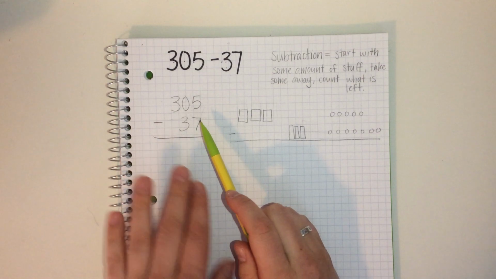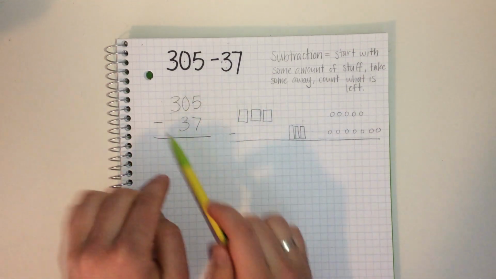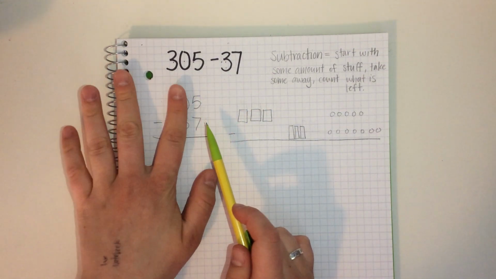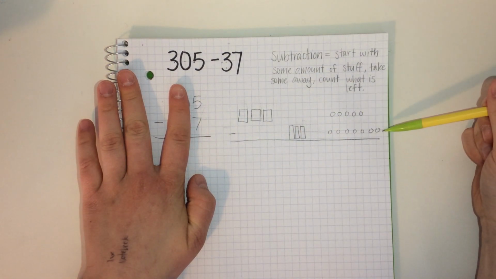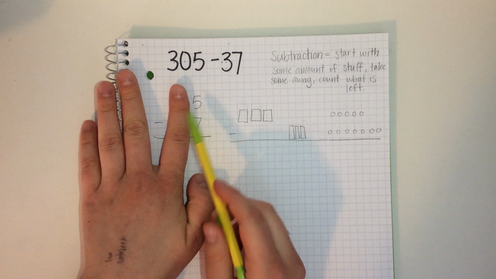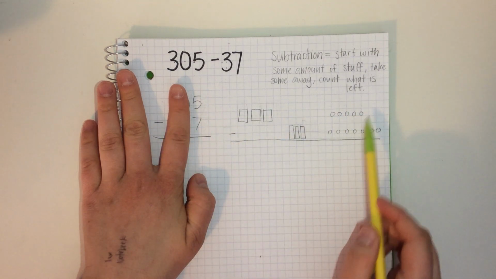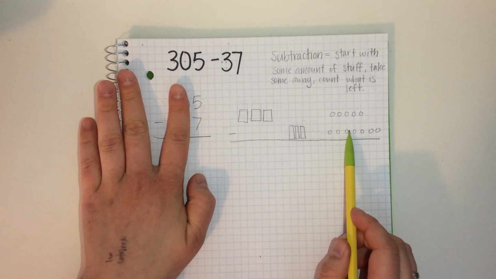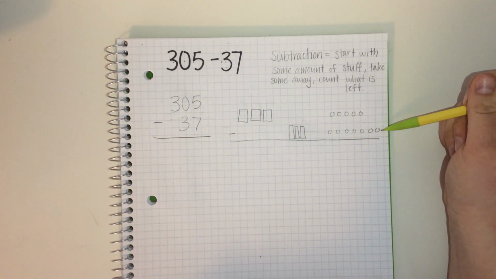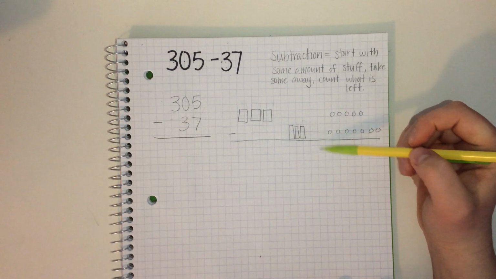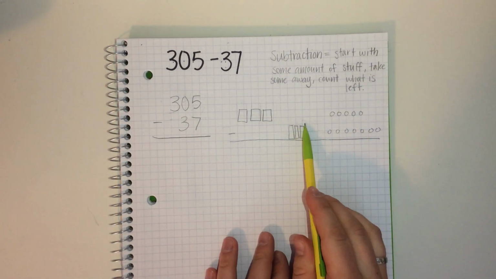So for the first subtraction problem that we're going to do within this larger problem, we're just going to look at the ones place, or the singles. So first thing we're doing is 5 minus 7. 5 singles minus the 7 singles. Now because 5 is smaller than 7, we are going to need to borrow from another place value.